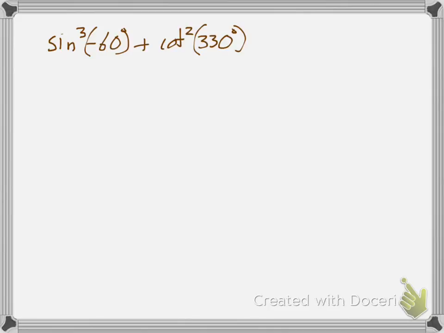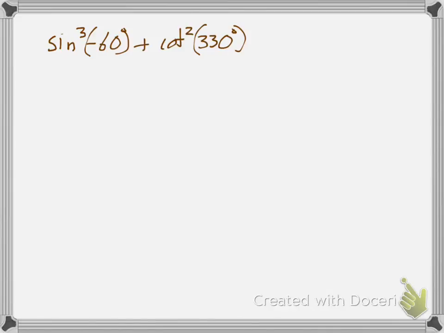Now here's the thing. If I take an even power, like a square, a fourth, or a sixth of something that's negative, it turns positive. If I take something that's negative to an odd power, 1, 3, 5, 7, 9, it stays negative. So you have to be careful with that.